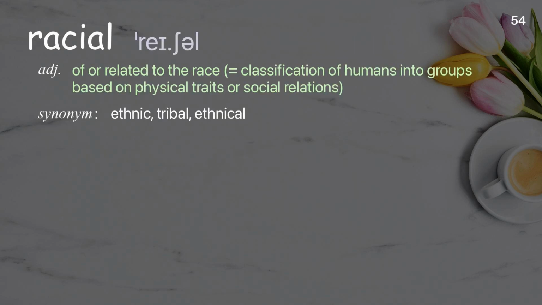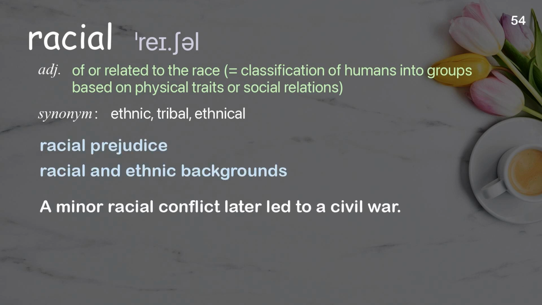Racial. Of or related to the race, a classification of humans into groups based on physical traits or social relations. Examples: Racial prejudice. Racial and ethnic backgrounds. A minor racial conflict later led to a civil war.